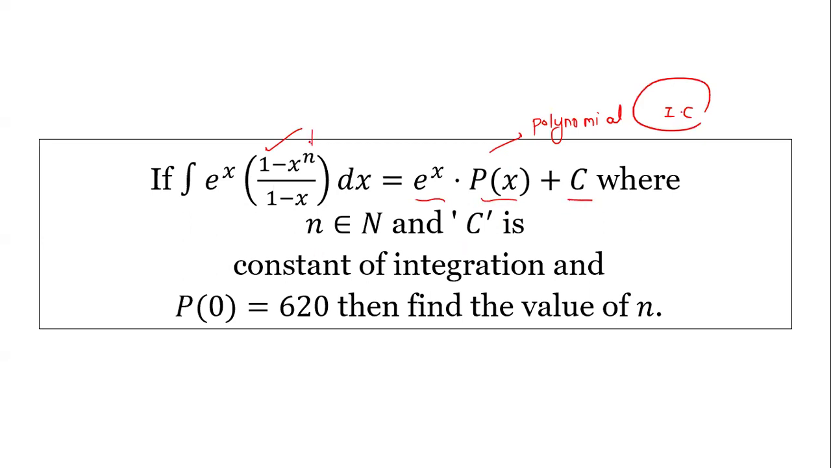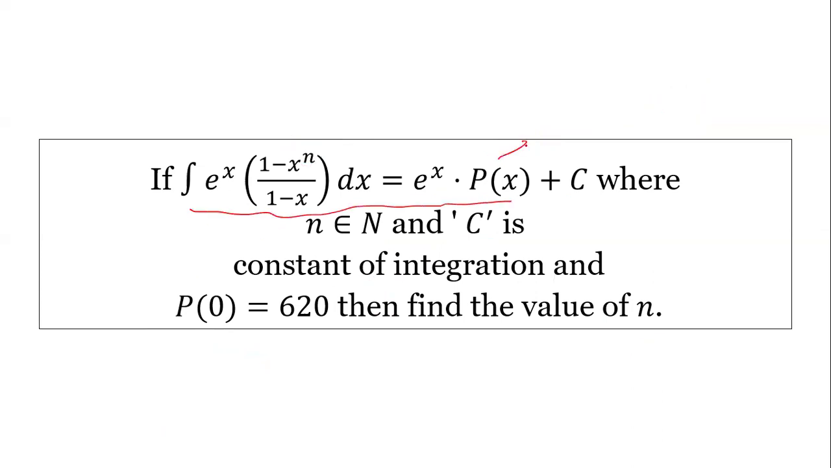And this n here is a natural number, and this p of 0 value is given as 620. So based on this information we have to find out the value of n here. So this is the problem. You have this equation, and p of x is a polynomial with integer coefficients, and p of 0 value is 620. So based on this you have to tell the value of n.